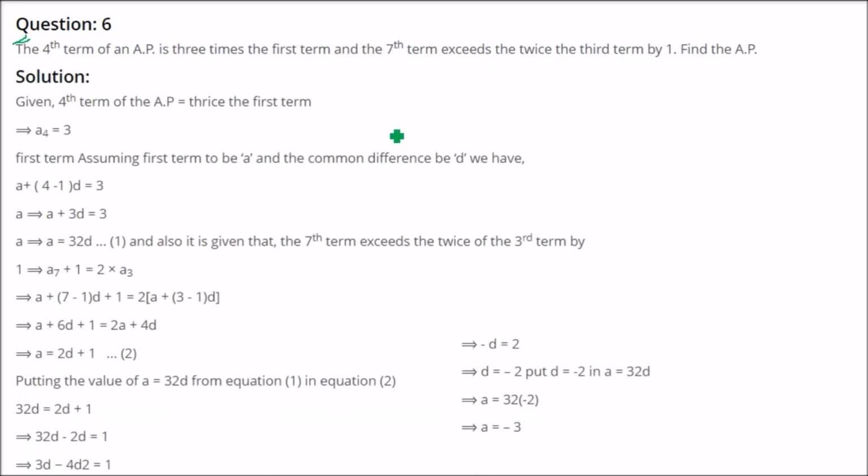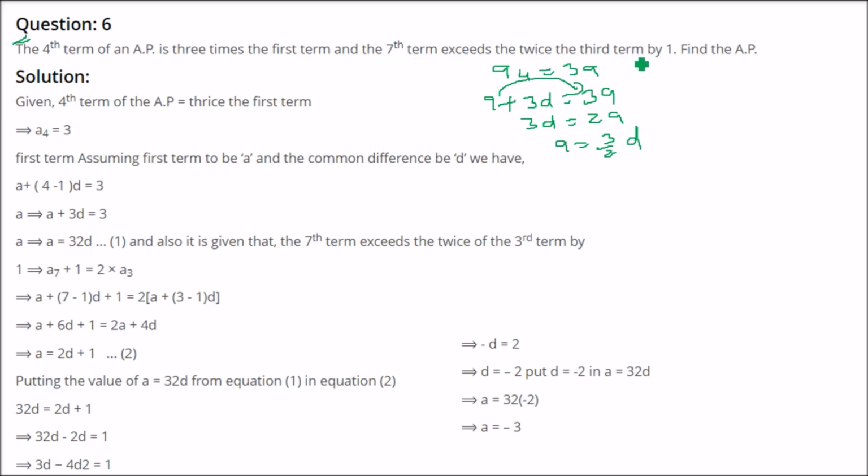Now the fourth term of AP is 3 times the first term. So A4 is 3 times the first term. First term is what? A always. A is the first term, D is the common difference. So A4 is A plus 3D equal to 3A. So what do you get? You take A here. So 3D will be equal to 2A. Right? So you can write A as 3 by 2D.